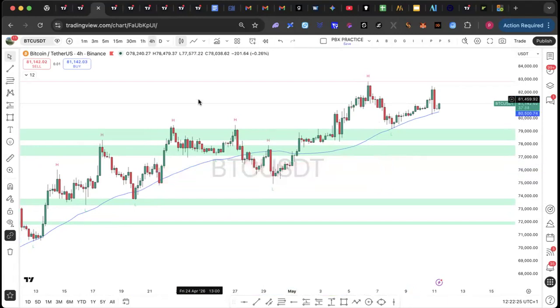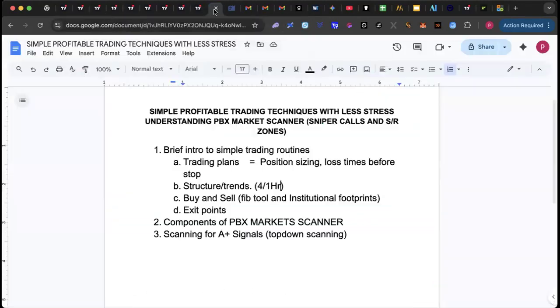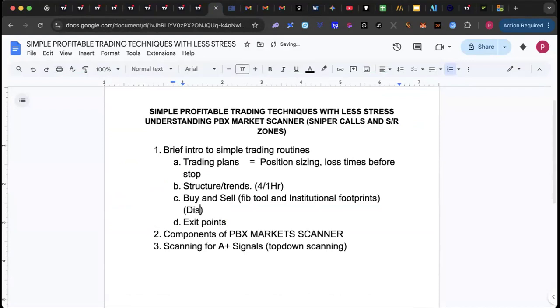Okay, so now, anytime I want to buy, you want to think about the discount and the premium. That means buy and sell. Why we talk about Fibonacci is for discount and premium. So what is discount and what is premium? We buy from discount and sell from premium.